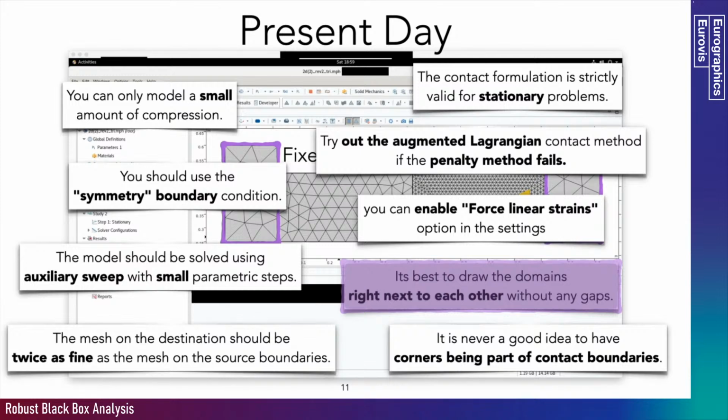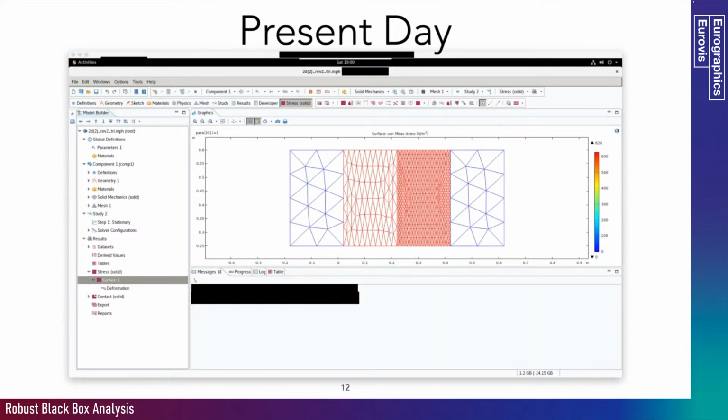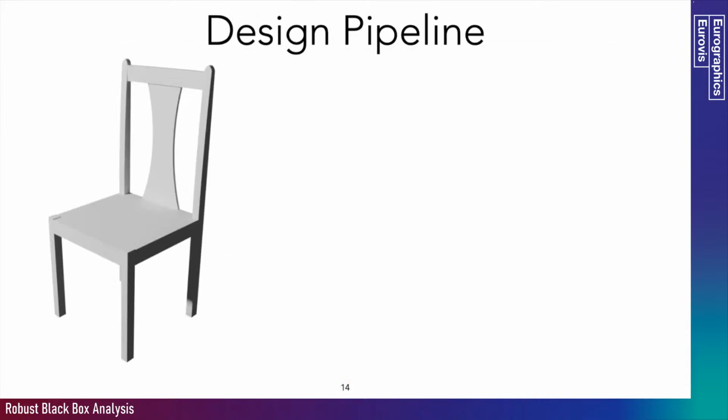So things like, it's important to draw domains right next to each other, or the model should be solved using a specific option called auxiliary sweep with small parametric steps, or you need to be careful what your step size is. So all of these make it very difficult for people that are not engineers and have not studied this software to use them. If you do everything right, you're going to get the result that you expect. If you don't, there are going to be problems. In this case, overlaps that are absolutely not physical, and it's something that you cannot use for prediction purposes.